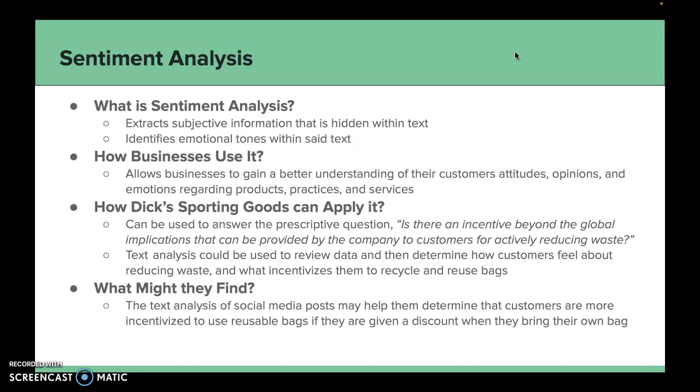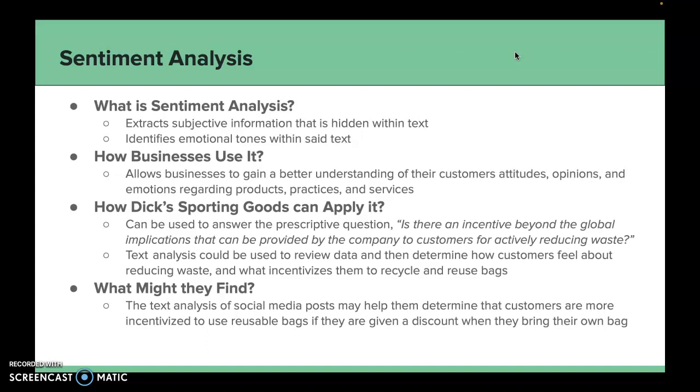How Dick's Sporting Goods can apply it. It can be used to answer a prescriptive question such as, is there an incentive beyond the global implications that can be provided by the company to customers for actively reducing waste? Text analysis could also be used to review data and then determine how customers feel about reducing waste and what incentivizes them to recycle and reuse bags instead of using single-use plastic all the time.